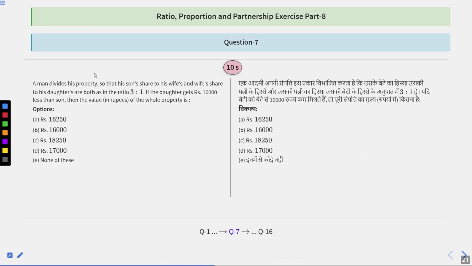Next one. A man divides his property so that his son's share to his wife's, and his wife's share to his daughter's, are both in the ratio 3:1. If the daughter gets 10,000 rupees less than the son, then the value in rupees of the whole property is? You have 5 options and 10 seconds to analyze the question. Your time starts now. Now time's up. Let's see the solution.